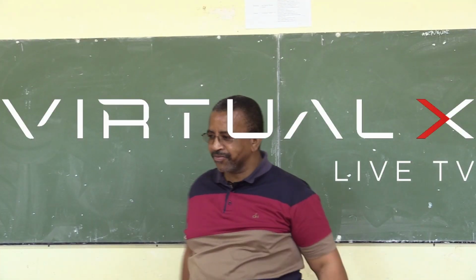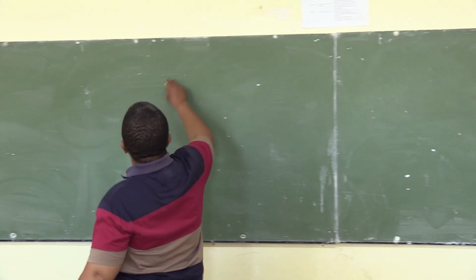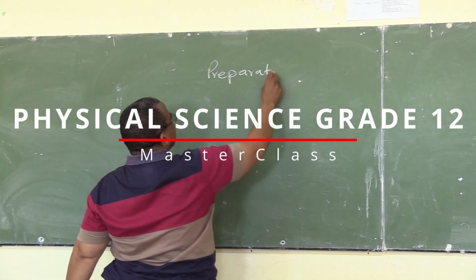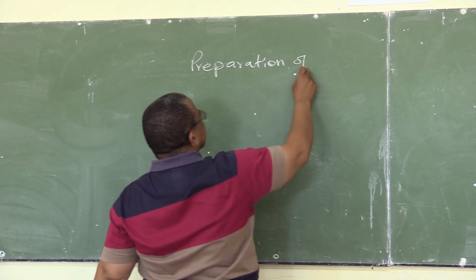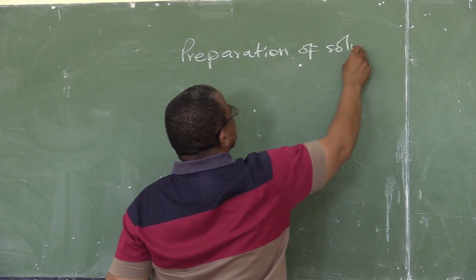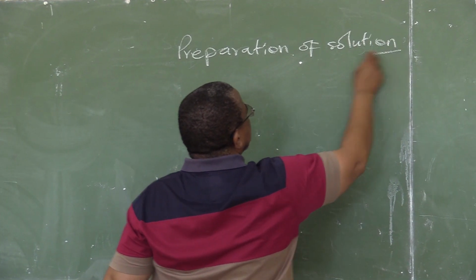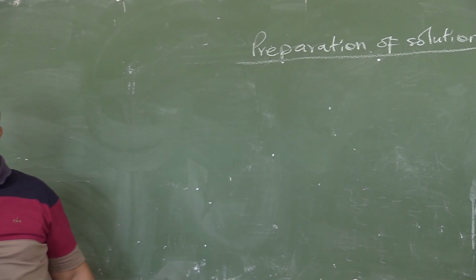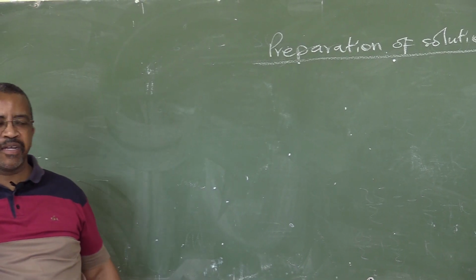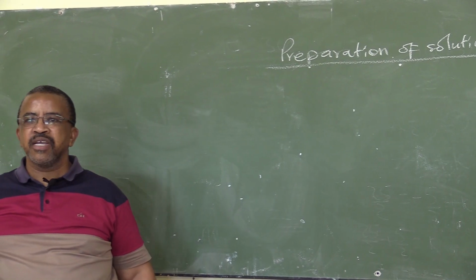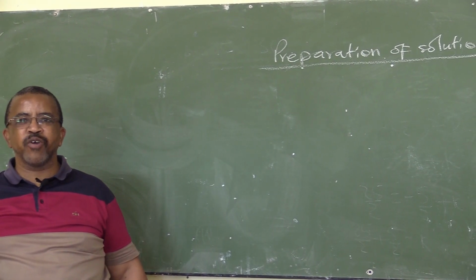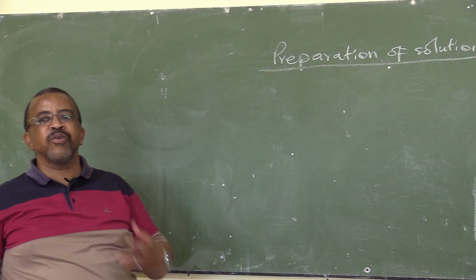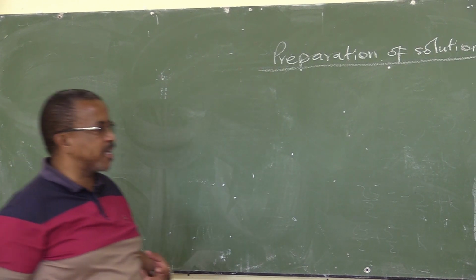All right, preparation of solution. We basically need the number of moles. We must get the number of moles. I've just explained that the number of moles gives us the Avogadro's number. So we always express in number of moles.